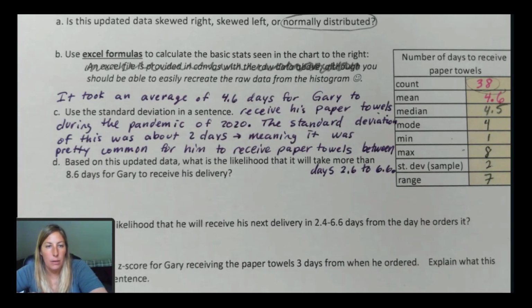Now, based on this updated data, this data for these 10 months, what is the likelihood that it is going to take more than 8.6 days for Gary to receive his delivery? For us to do this, it's probably going to help if we draw the normal bell curve and write the mean and standard deviation like Peter was doing on some of the previous examples.